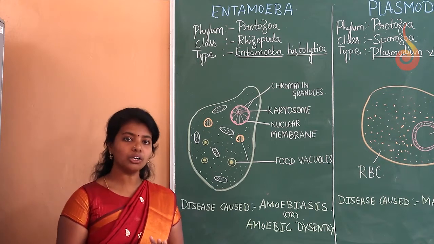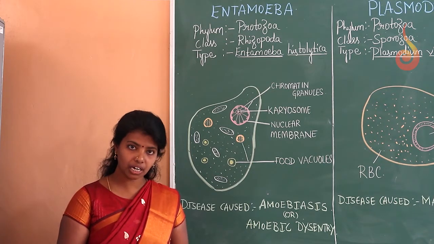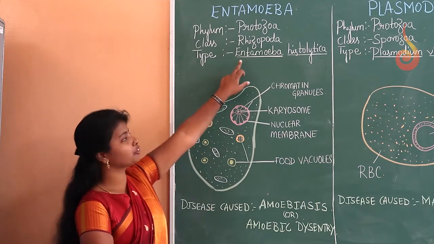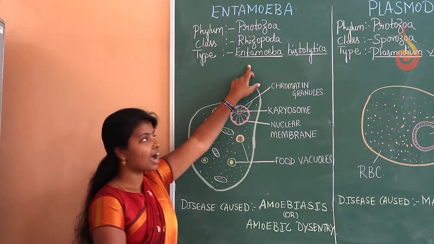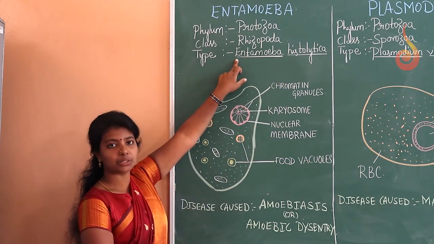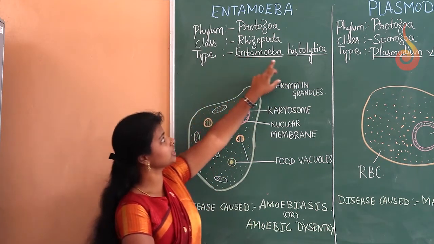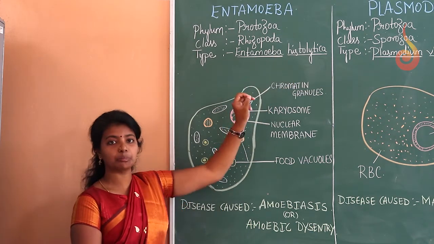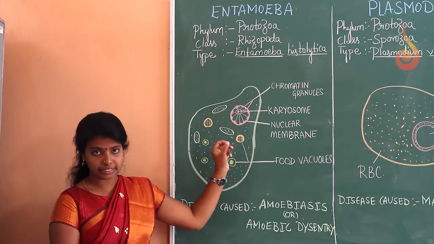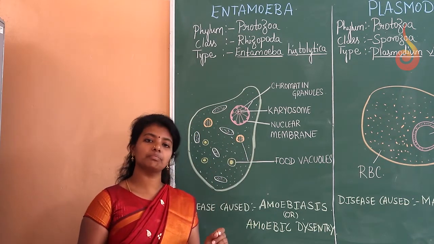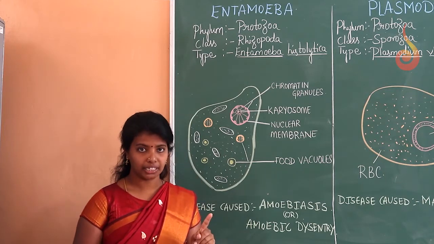You all know the rules of binomial nomenclature, but still I repeat. You have to write both the genus name as well as the species name. The genus name should start with a capital letter, the species name should start with a small letter, and both the words should be underlined separately. Once you write the scientific name of the organism, you will get 1 mark.